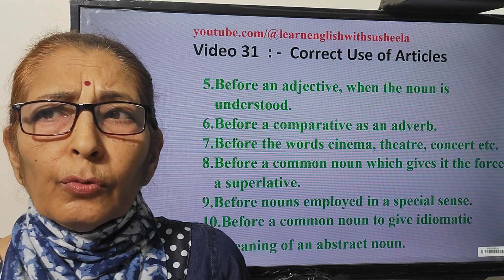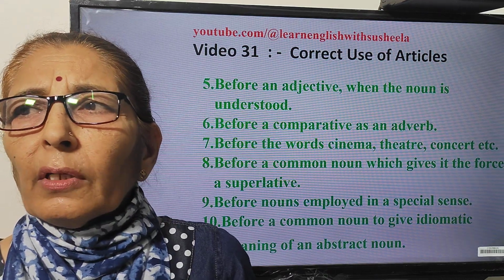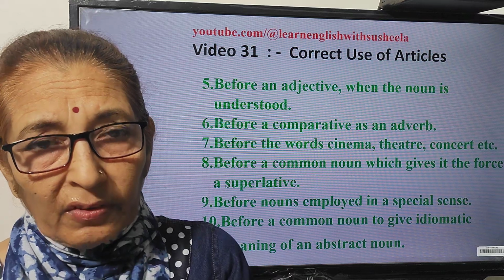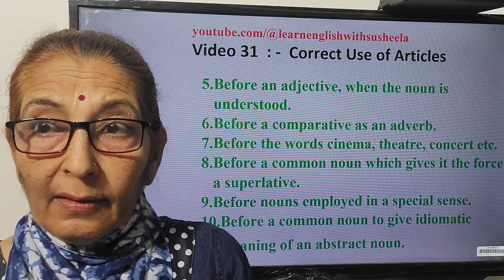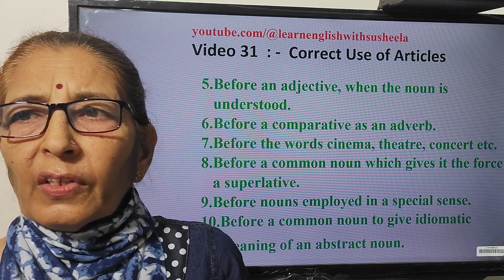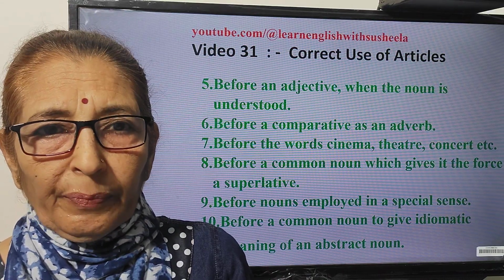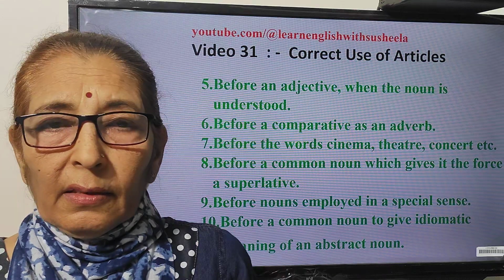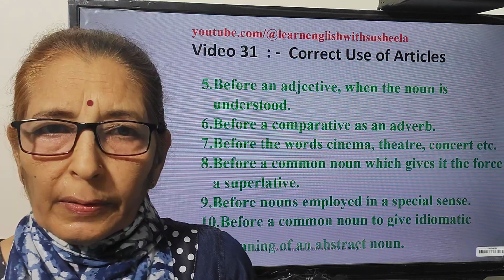Then it's used before a common noun which gives it the force of a superlative. He is the person whom we like. Here it gives it the power of superlative. Next, before nouns employed in a special sense. You might have heard this example. The pen is superior to the sword.